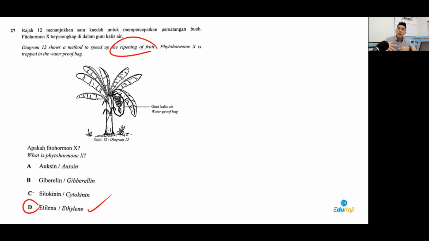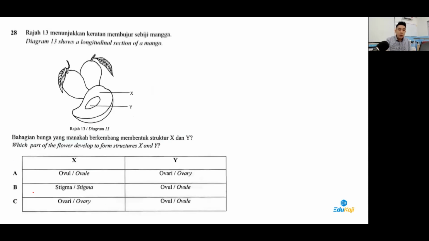Guys, you see, they release ethylene in the process of ripening. So when you pack them, the ethylene is concentrated within the plastic bag, so they ripen even quicker. That's why when you want your fruits to ripen faster, keep it in a plastic bag. 27 donkey, 28. Oh, this is super simple, guys.